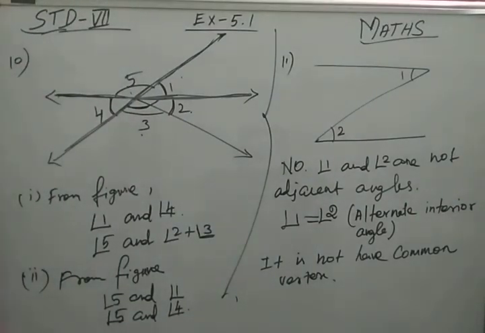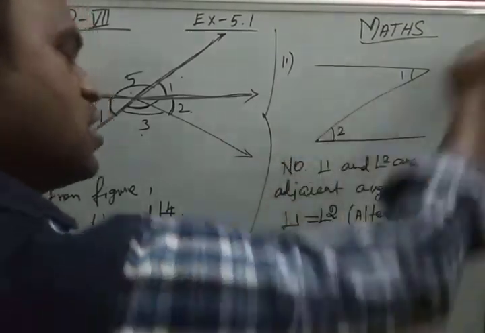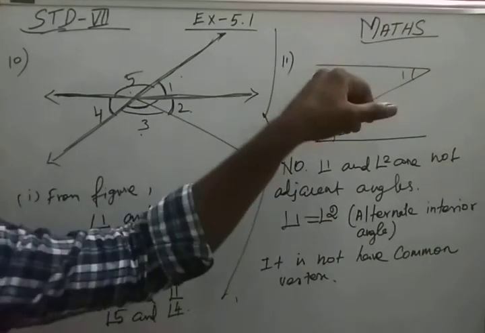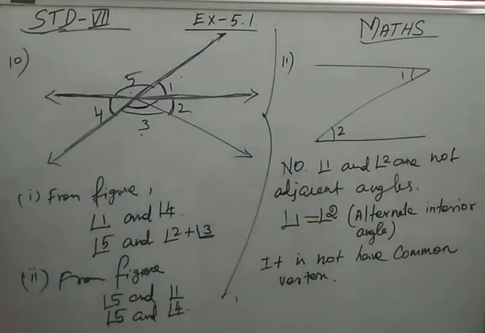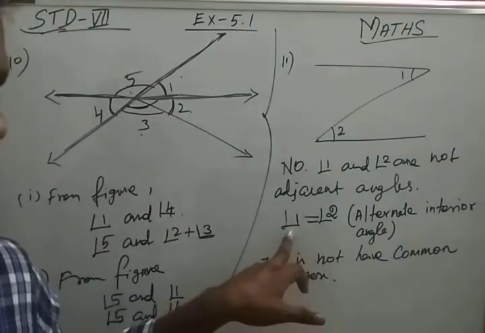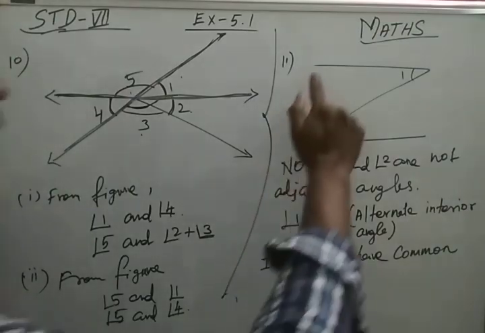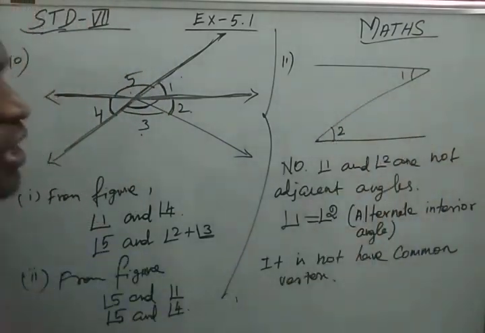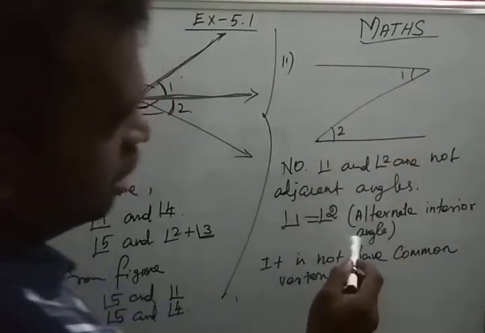So we can say that it is not a common vertex. Here the vertex starts from here to here. Here the common vertex starts from here to there. So we can't say that it is a common vertex. Now in this question they have given the line and asked whether angle 1 and 2 are adjacent angles. Here we say no, it is not an adjacent angle, since angle 1 is equal to angle 2, alternate interior angles. I told you already, when the figure shows a Z form, both interior angles are equal.